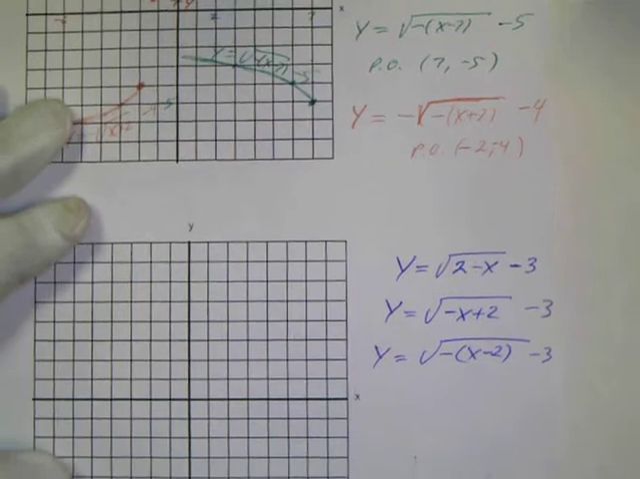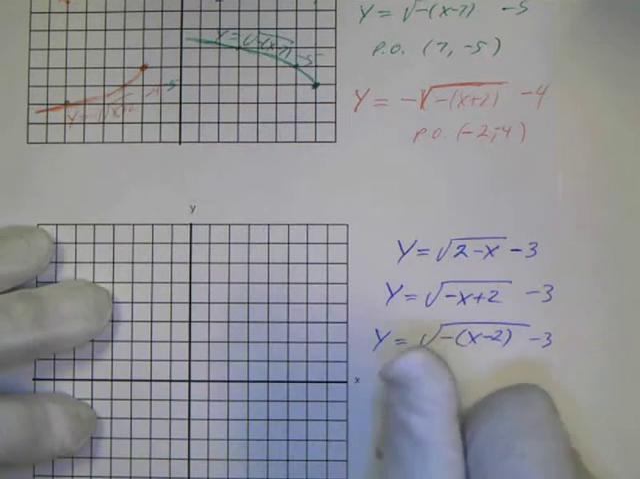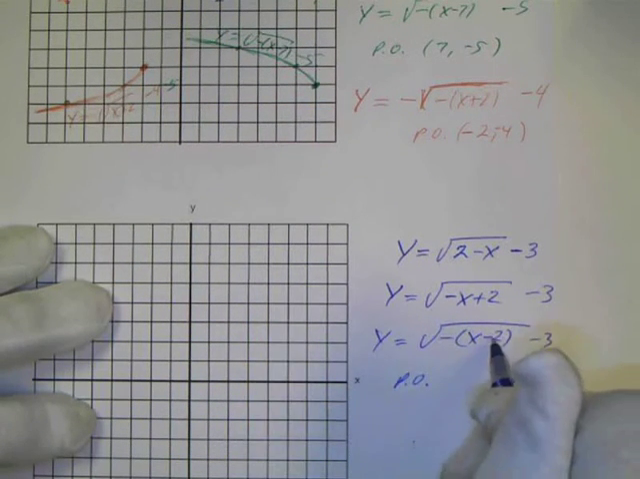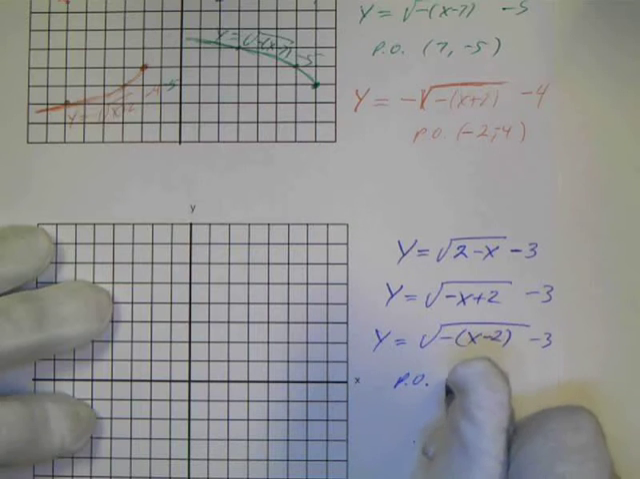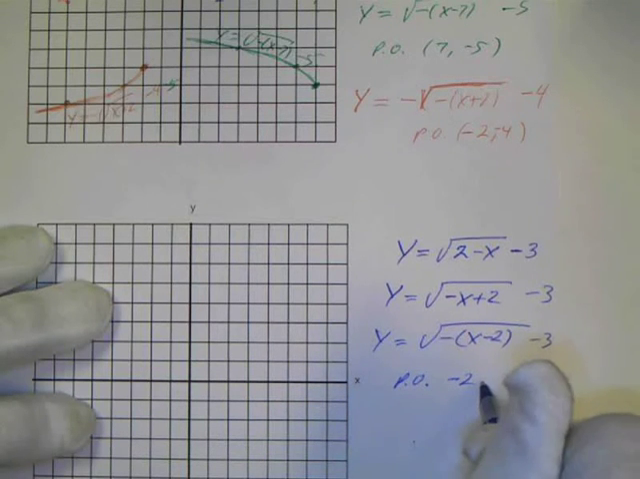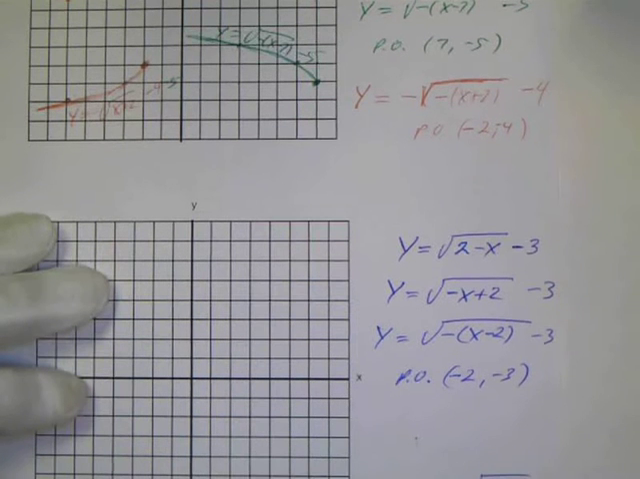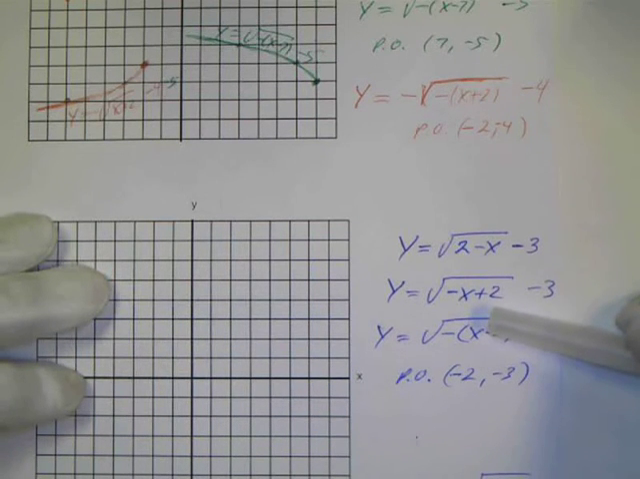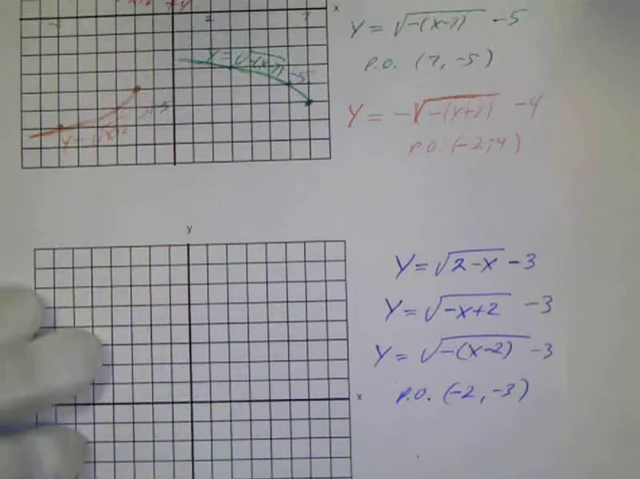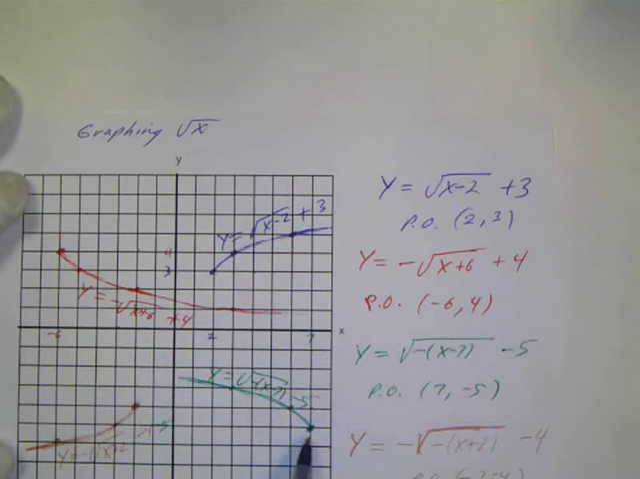So now we can find our point of origin. Our point of origin is going to be negative 2 still, and same sign, negative 3. And then if we cover up that horizontal and vertical shift, you can see we just have the square root of negative x, and we know that that's going to go to the left. Kind of like this one here.